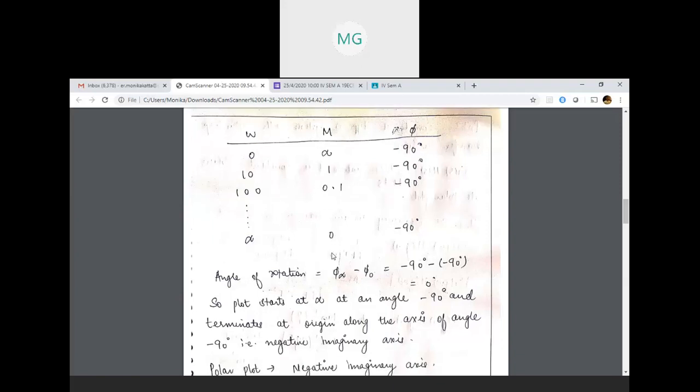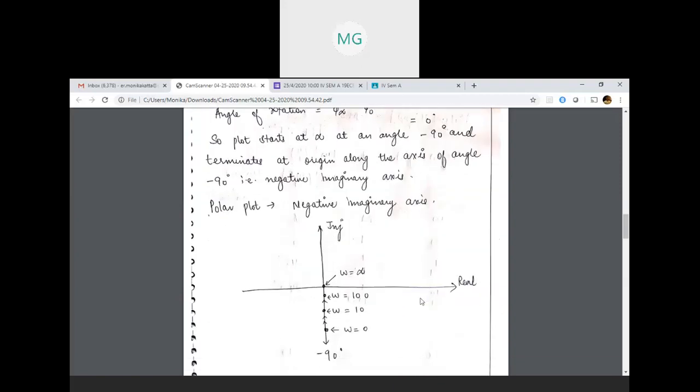Okay, so how will you plot it? From infinity, some point towards infinity, you will move. At omega equals 10, the magnitude is 1. At omega equals 100, the magnitude is 0.1. And finally, at omega equals infinity, the magnitude is 0.